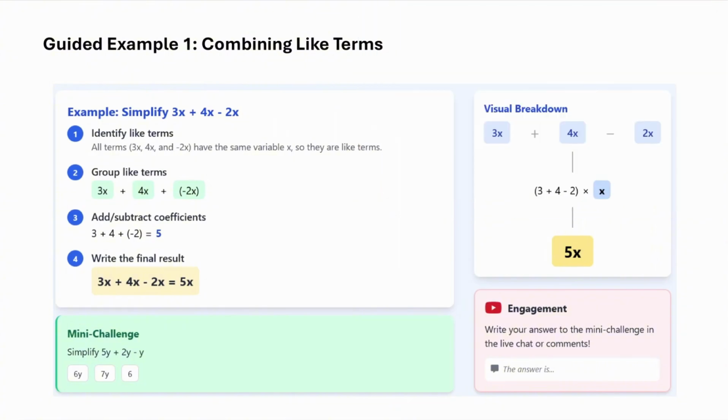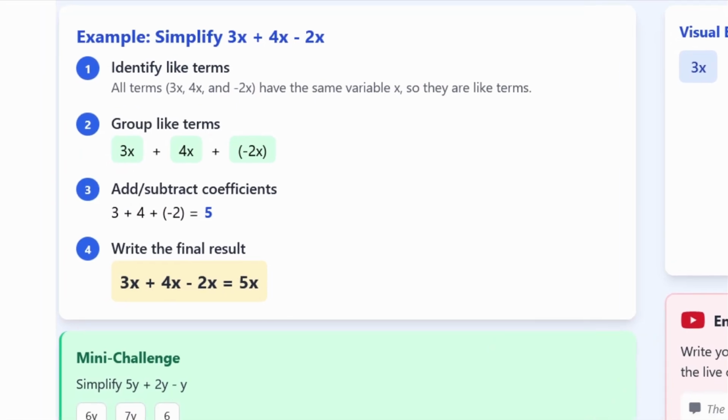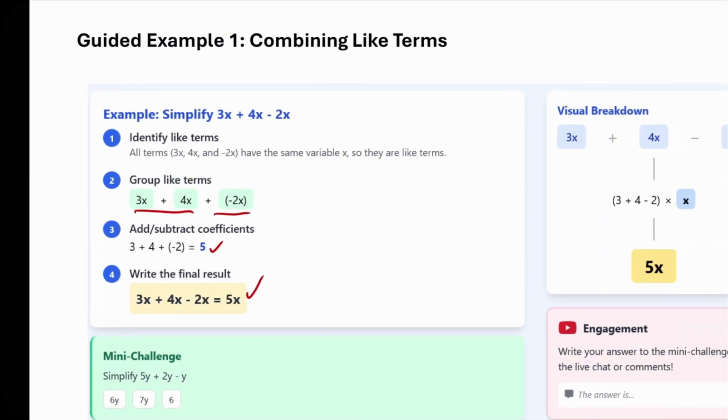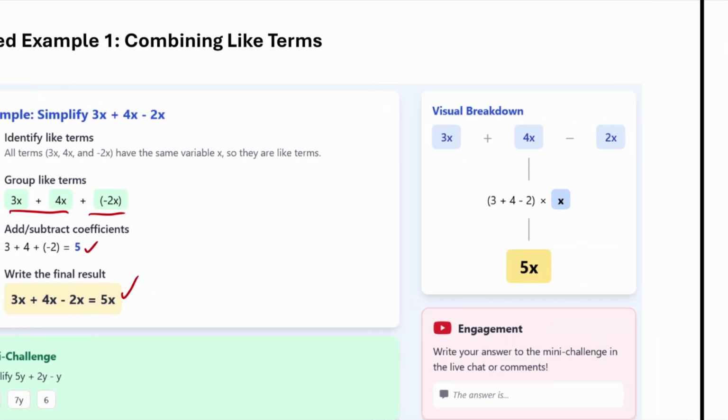So I have 3x, 4x, and negative 2x. The only thing that I have to do is add them up, and after that subtract them, just like a normal addition and subtraction. So I have 3x, and this 3x would be added with 4x and subtracted by 2x. So in total I have 5x, as simple as that. And if you want a visual breakdown, I have 3x, 4x, negative 2x, and the 5x itself.